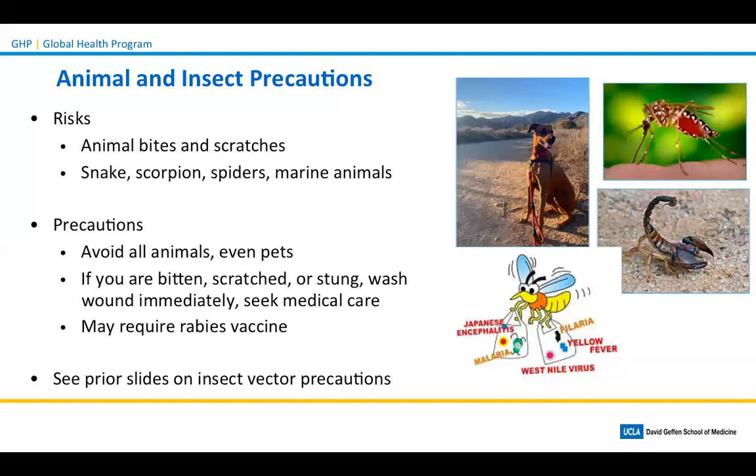Next, we'll cover animal and insect precautions. Please keep in mind that animal bites and scratches can occur and can cause major issues. So please try to avoid all animals, even pets. If you're bitten, scratched, or stung, please wash the wound immediately and seek medical care. Keep in mind also that if you're bitten by a stray dog or other animal, you may require the rabies vaccine and immunoglobulins, which may not be readily available wherever you are. And in that case, you would have to be evacuated. Please see prior slides on insect and vector precautions, which we've already covered.